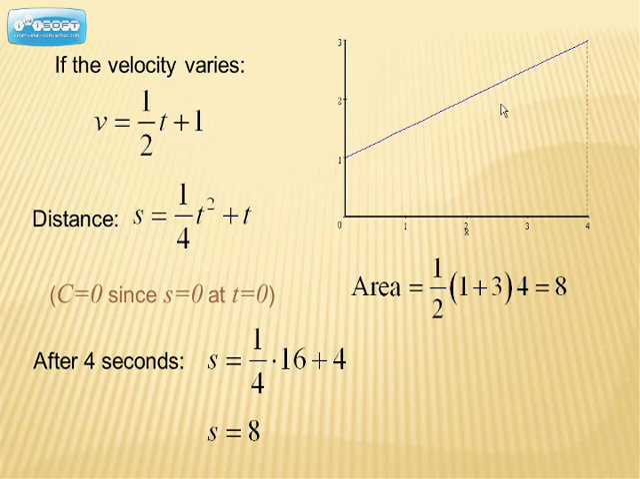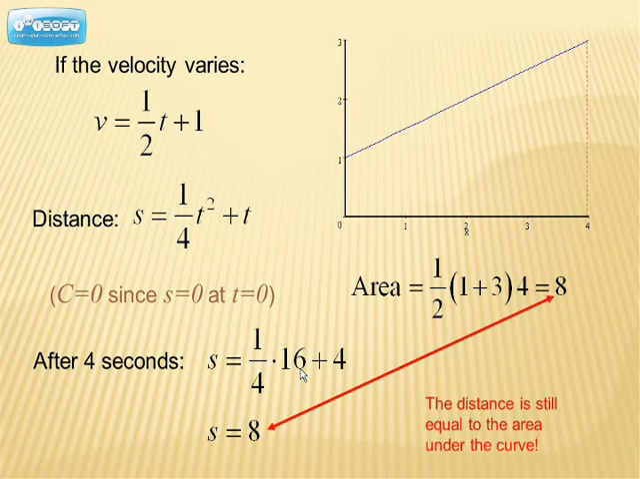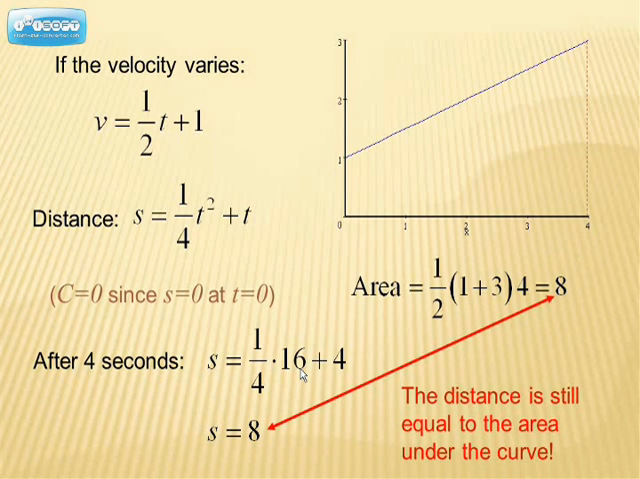So we can find areas geometrically if we know shapes and we know that their area formulas are what they are. And we should see that they would match up to what I would get if I found my antiderivative of my velocity function and then just plugged 4 into it. The distance is still equal to the area under the curve.